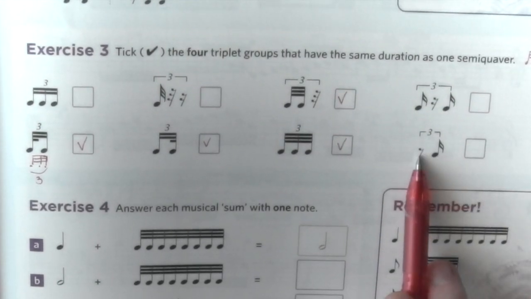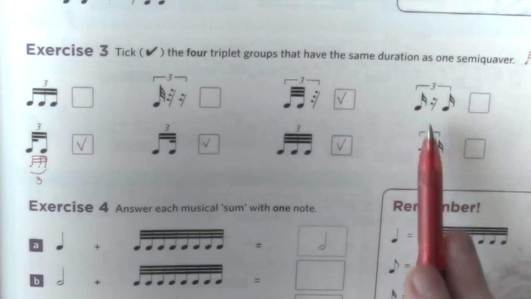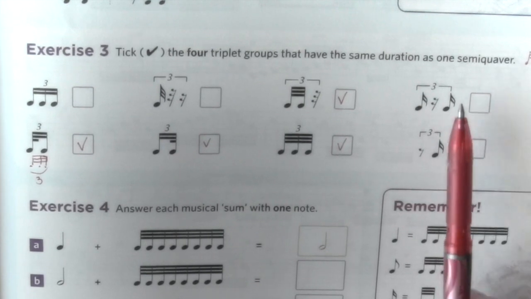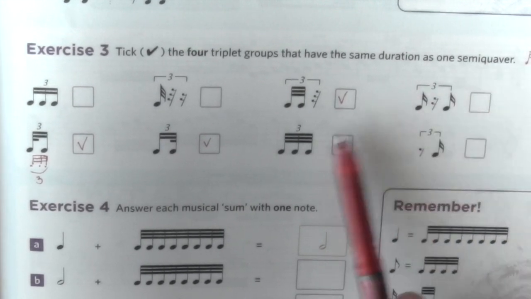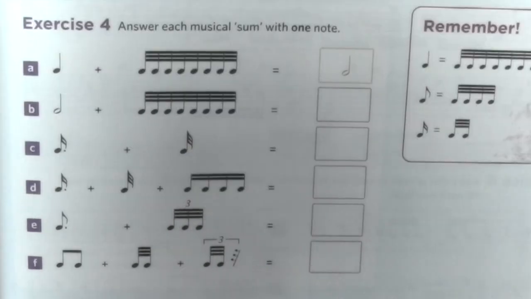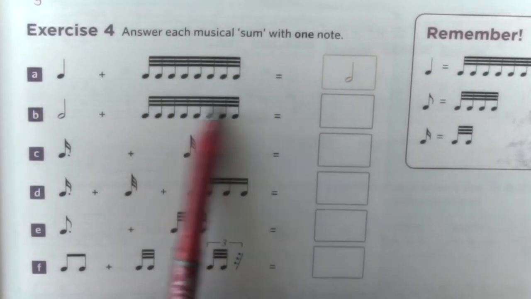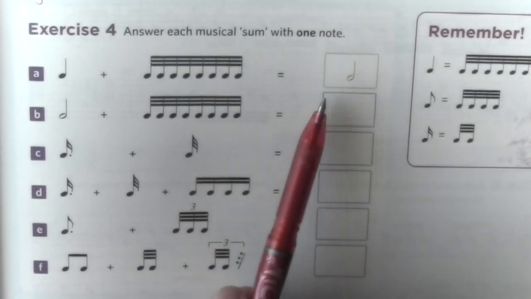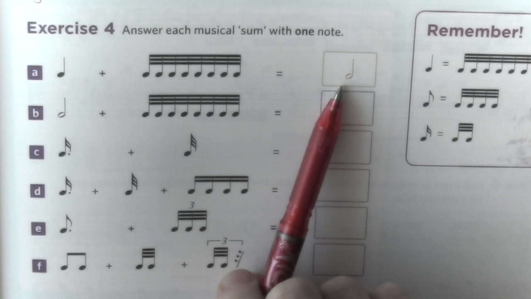This one is not correct because this is equivalent to this. 3 semiquavers equals 2 semiquavers. Therefore, no thank you. So these are the 4 correct answers. Exercise 4. We need to do some maths calculation and write the equivalent value.